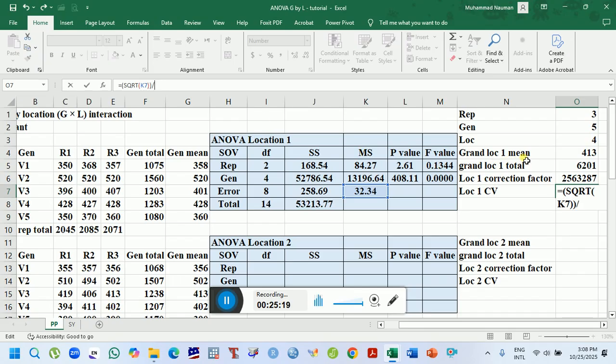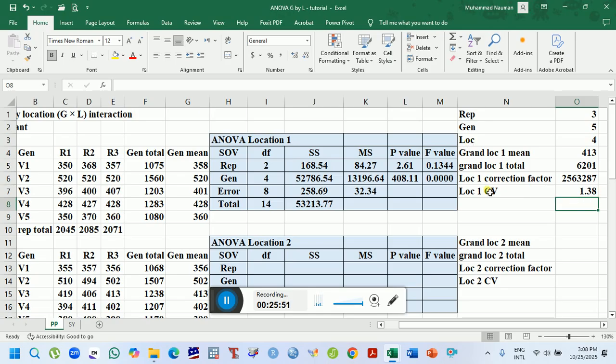grand mean, which is the location mean, and then, in order to calculate the coefficient of variation in percentage, close this whole term in another bracket and multiply it with 100. Press enter.